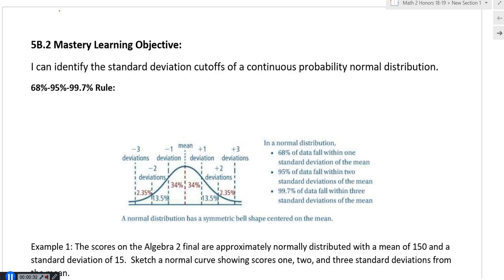In a normal distribution, it's pretty much just this. I was going to rewrite it, but there's not much point. 68% of data fall within one standard deviation. So here's one standard deviation within here. 68% fall within the red lines. So that means 34% here and 34% here. Cut it right down the middle.